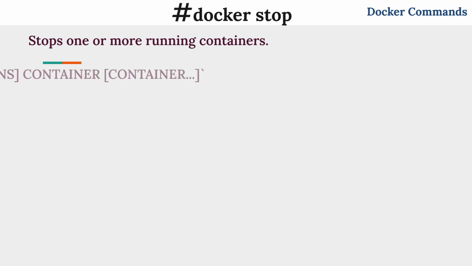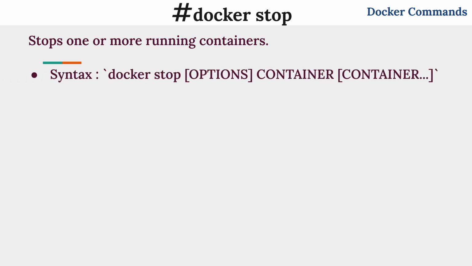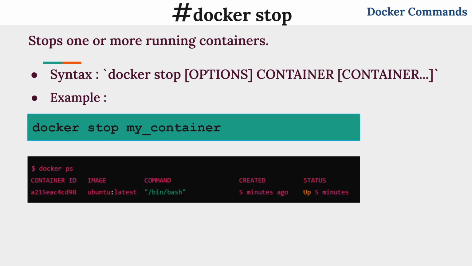Let's see the syntax. docker stop [options] container. Container: the ID or name of the containers to stop. The docker stop command is essential for managing Docker containers, allowing you to gracefully shut down running containers. By using options like -t to specify the timeout period, you can control how long Docker waits for a container to stop before forcefully terminating it. Let's see the next command.